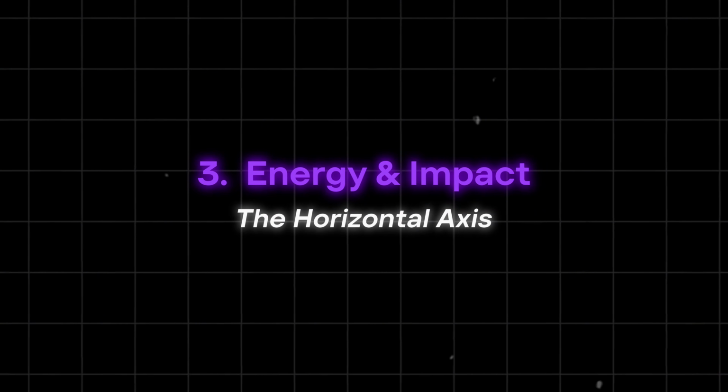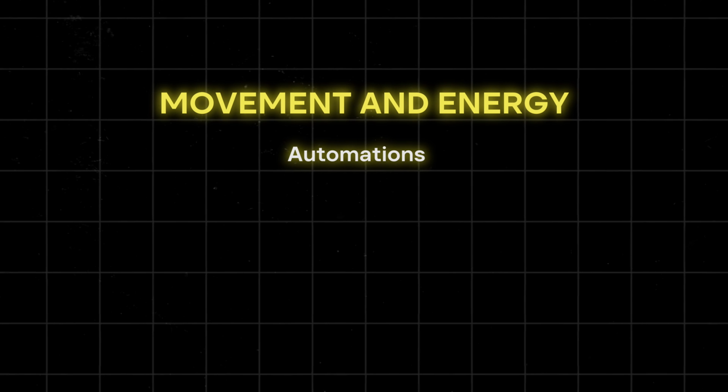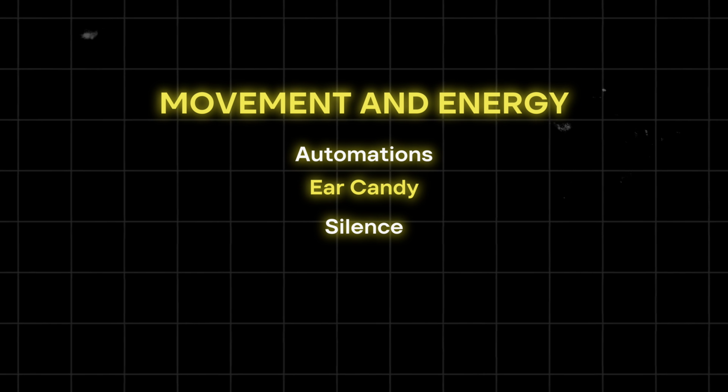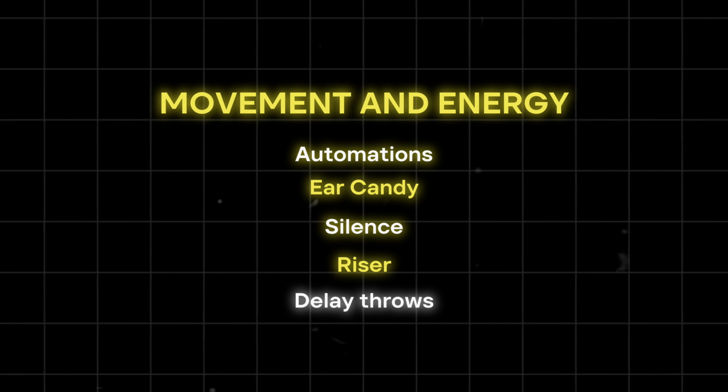Number 3, energy and impact. Even inside a section, there should be movement and energy. Automations, ear candy, a well-placed silence, even a quick riser, or a tiny delay that pulls you forward. A few years back, I heard producer Decap describe this as tension and release. With all of your transitions, build pressure and then release it, however you do it. Give the listener something to lean into and pull them forward, and then pay it off with impact.